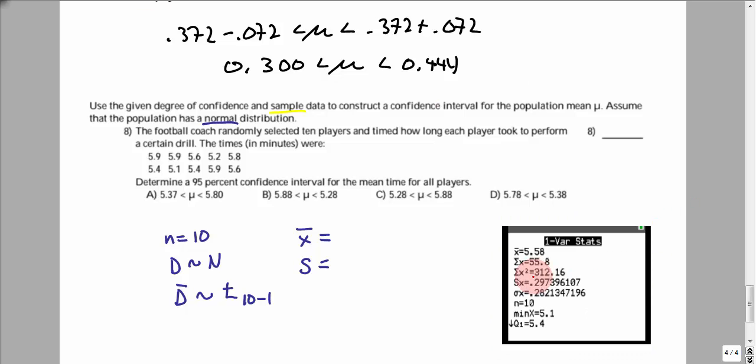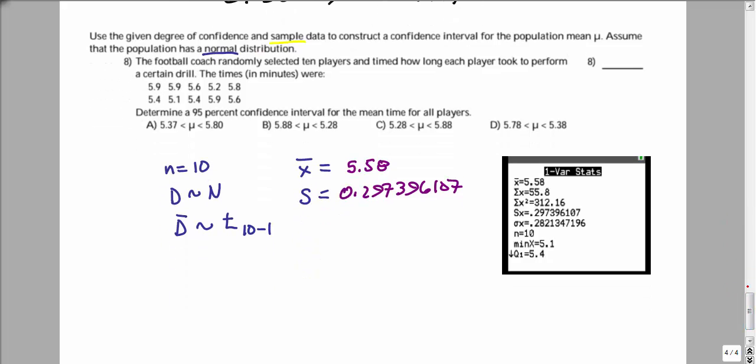Okay, so it looks to me like X bar is 5.58, which looks reasonable. And S is this large value, 0.297396107. And I'm going to keep that all the way out, because if I rounded this too much, it's going to throw off my final answer and maybe throw me into one of the other options that's incorrect. So you have to be very, very careful about rounding.